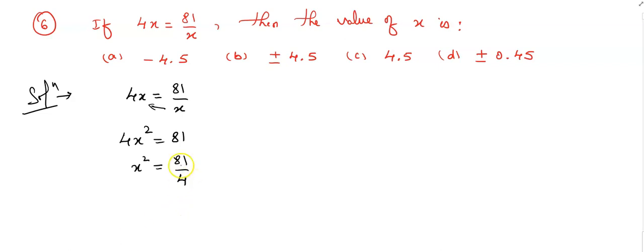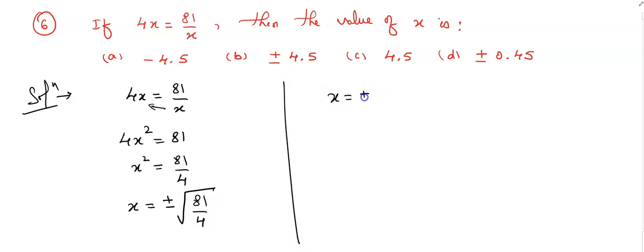81 by 4. Is 81 divisible by 4? No, because 81 is an odd number and 4 is an even number. We can't cancel that. So now x equals, the square comes to this side and becomes plus or minus the entire square root of 81 by 4. Square root is there for 81 also, and for 4 also, correct? So x equals plus or minus, what is the square root of 81? The square root of 81 is 9, because 9 nines are 81. By what is the square root of 4? 2, because 2 twos are 4.